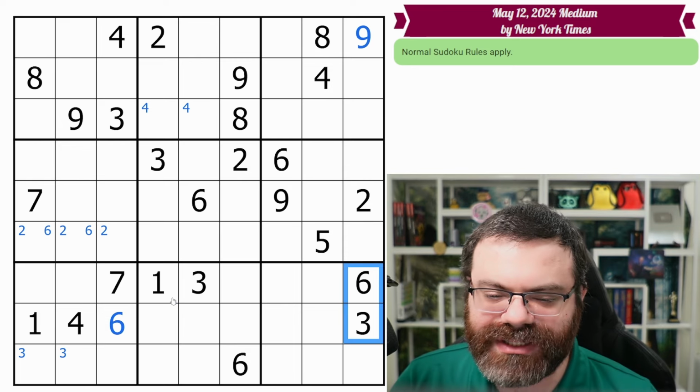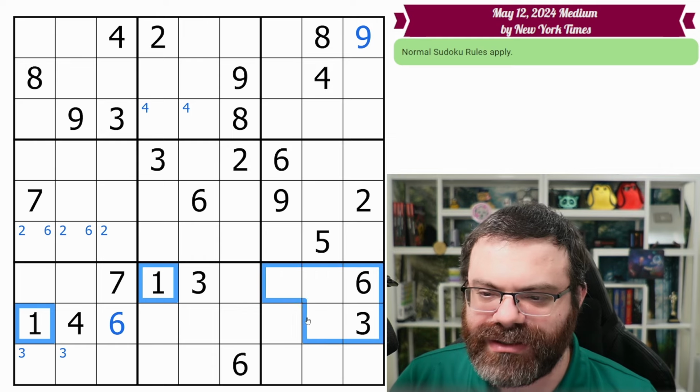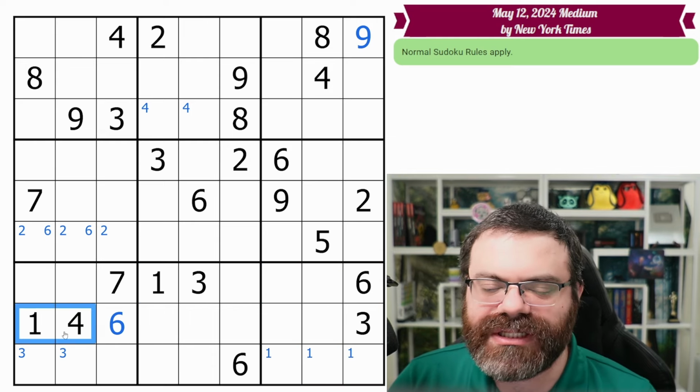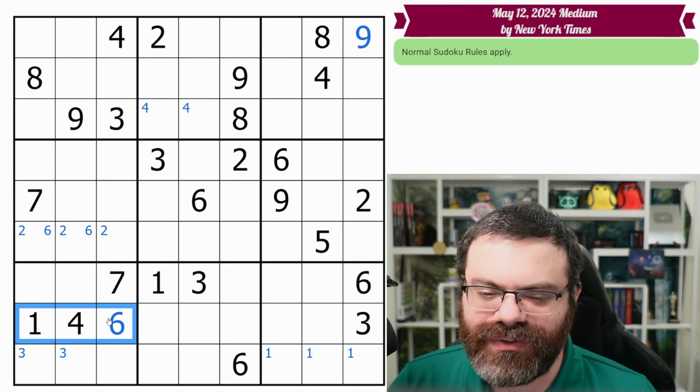So we got this 3, 6. We also want to compare this box against this box. We have the 1 duplicated. So these 2 ones look in. That puts a 1 down here. Now, do we have any filled box rows? Yes, we do. We know that this is 1, 4, 6. So we know exactly what digits go in there.